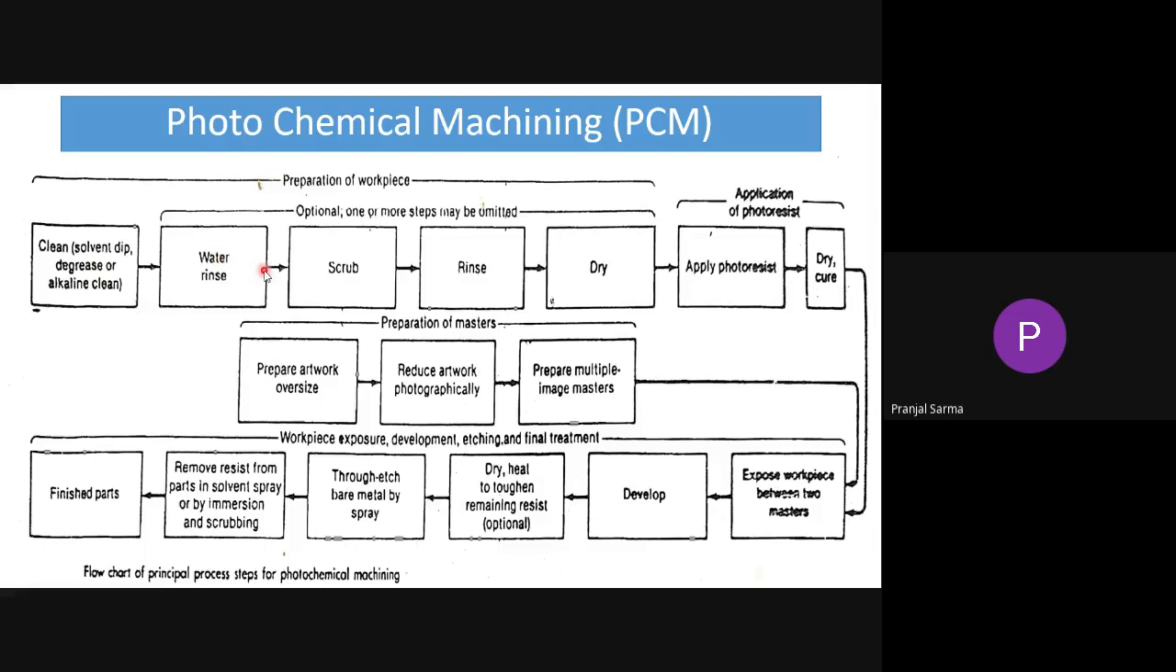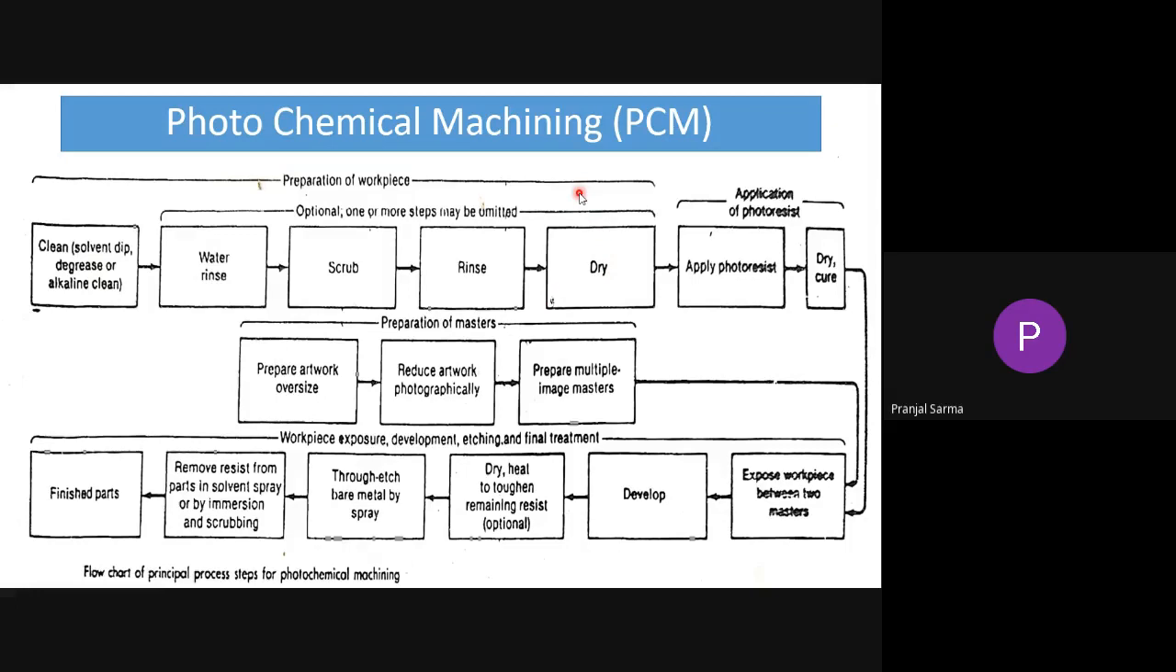Okay, and there, depending on the level of contamination that was there previously on that particular workpiece, you might have to go for water rinsing of the workpiece. Sometimes you might have to scrub it and water rinse it again. Whatever way you prepare the workpiece, initially you clean it, and whatever rinsing, scrubbing, etc. you do, after that you have to dry it.